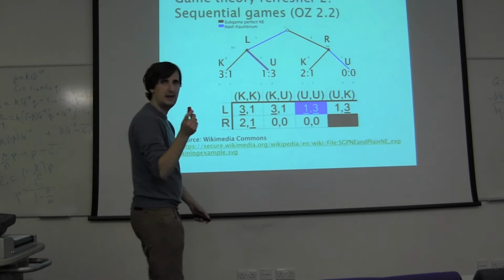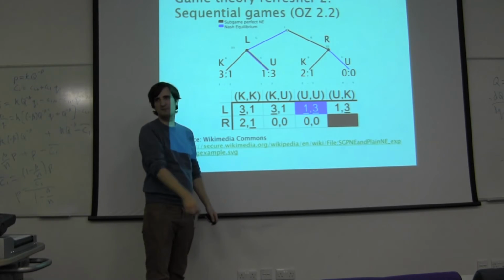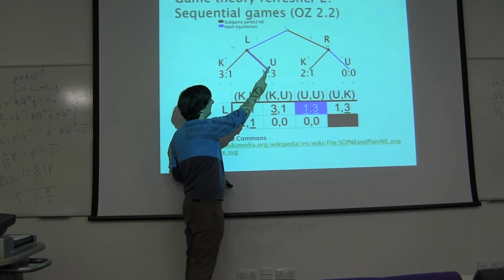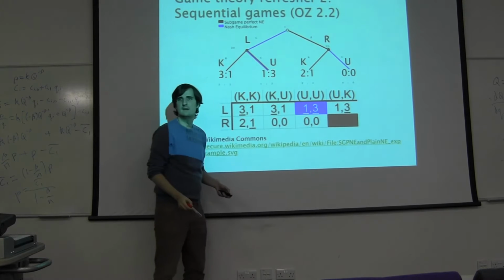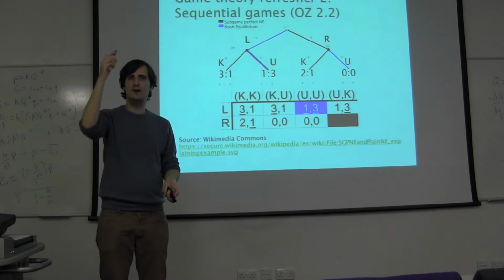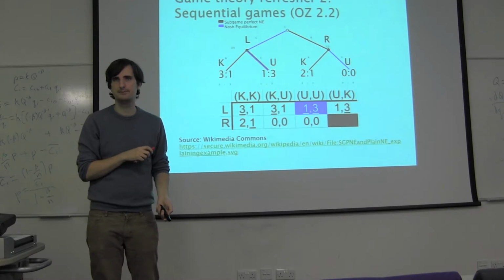So how have we solved this game to find the subgame perfect Nash equilibrium? Well, we started in the last period. You start by working out what player 2 will do in the last period. Here, player 2 plays U and K. And then, having worked that out, we can go back and work out what player 1 wants to do in the first period.